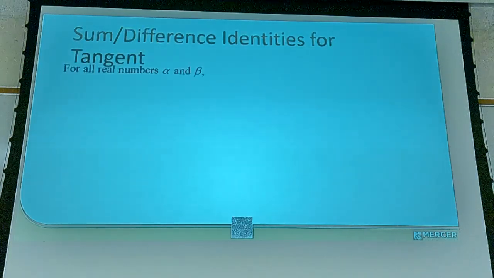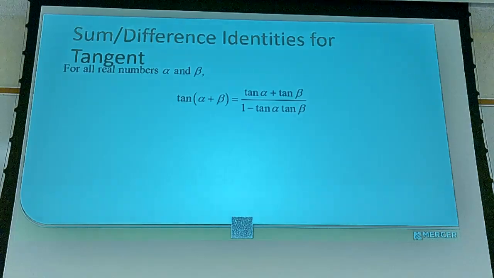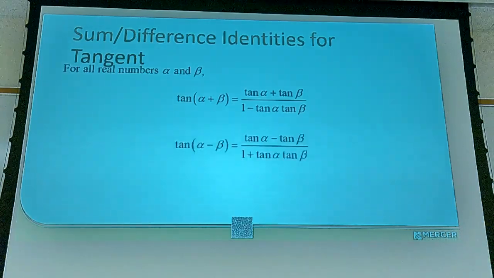And finally for tangent, all real numbers alpha and beta. Tangent of alpha plus beta is tangent alpha plus tangent beta over 1 minus tangent alpha tangent beta. Tangent of alpha minus beta is the same except plus and minus are reversed.